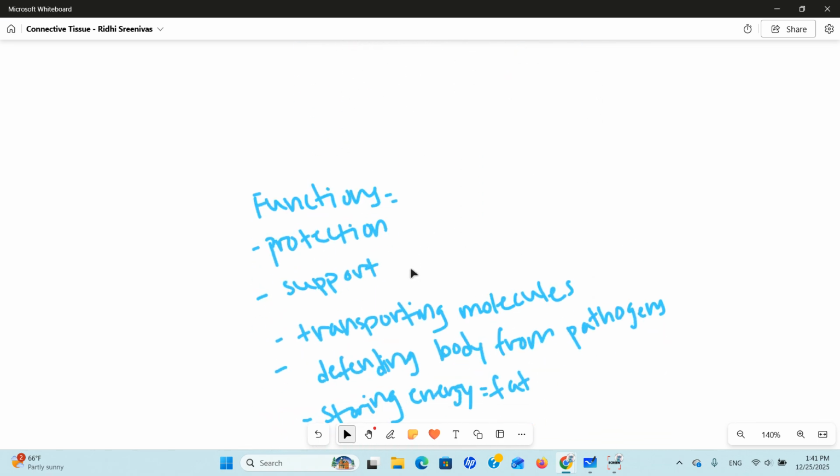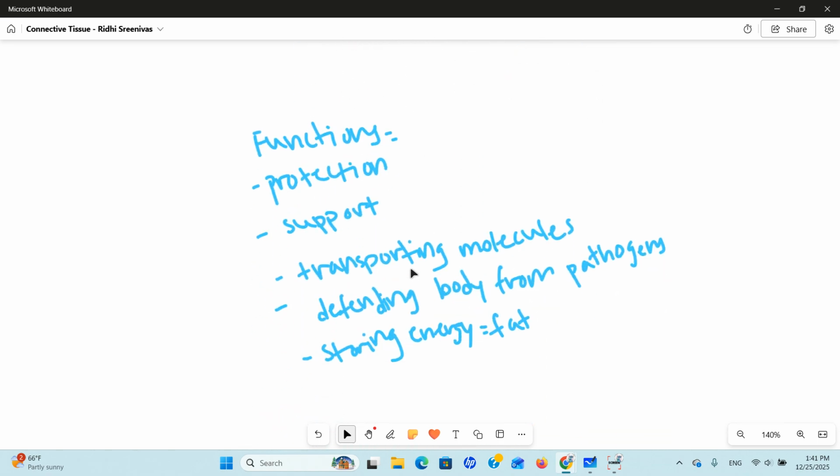But before I go into all that classifying, I'm just going to talk about the general functions of connective tissues, which include protection, support, transporting molecules, defending the body from pathogens, and storing energy in the form of fat, which has to do with a more specific type of connective tissue, but we'll go deeper into which types of connective tissue perform which functions in future videos.